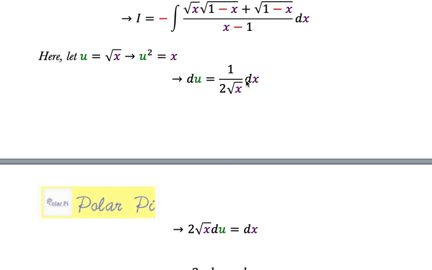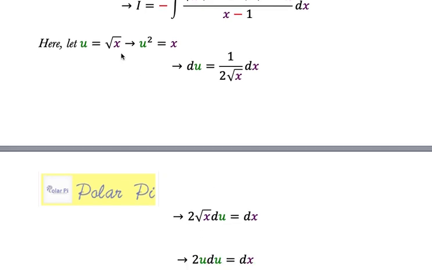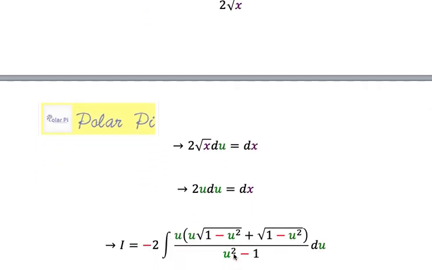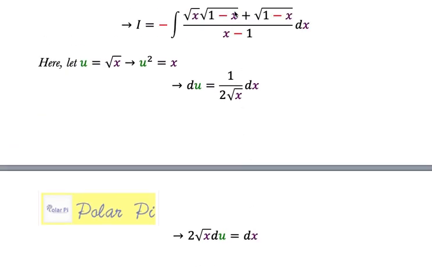Okay, so then here, solving for dx, we're going to have to say 2 root x du is equal to dx, obviously. But then remember, we said root x is u, so we claim that back. So this root x is now u. So we have 2u du is dx. And then we make all these things as substitutions in what we had earlier here. So this is u, because root x is u, and x is u squared, and so on.